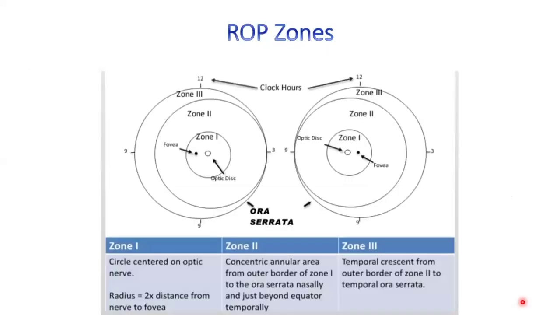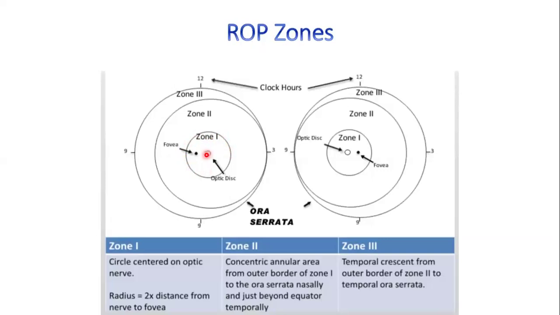Okay, so here we will talk about zones. So we have zone 1, zone 2 and zone 3. Zone 3 is the easiest. It is the temporal crescent. And we have zone 1. The center of zone 1 is the optic disc. And the distance between the optic disc and the fovea, 2 times temporal to the disc and 2 times nasal to the disc. That is zone 1.